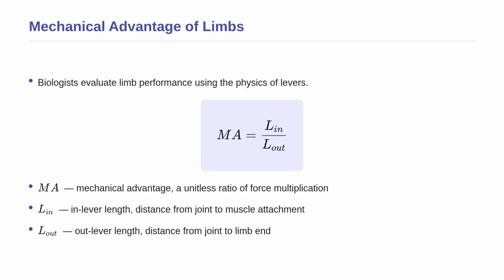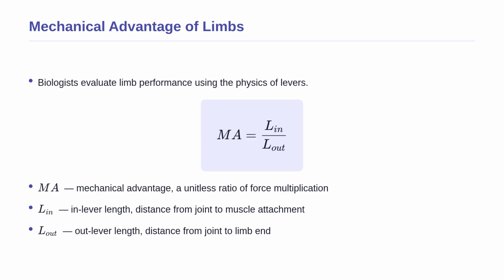To truly understand how these limbs function, we must look at the physics of levers. Biologists evaluate limb performance by calculating the mechanical advantage, or MA. Conceptually, this mathematical ratio determines whether a limb is evolutionarily built for high speed or for brute power. The formula is MA equals L in divided by L out.